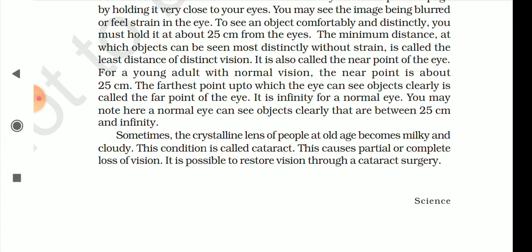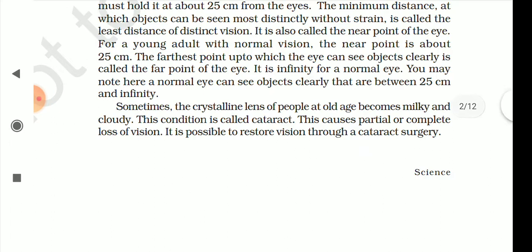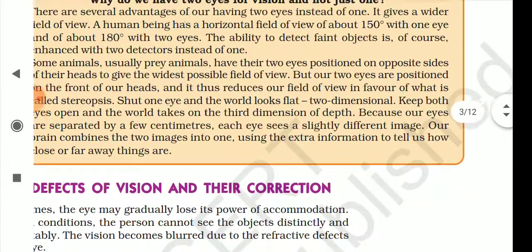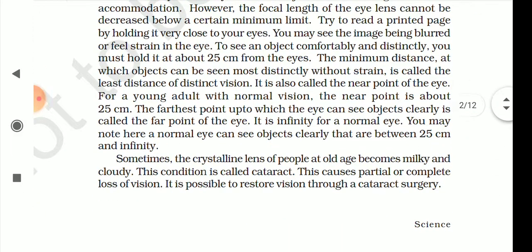But if the surgery is not done completely, this also causes partial or complete loss of vision. It is possible to restore vision through cataract surgery. So a milky and cloudy layer formed on a human eye is known as cataract, and it can cause partial or complete loss of vision.